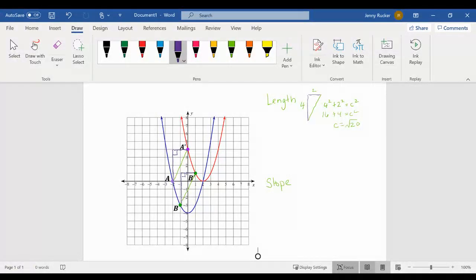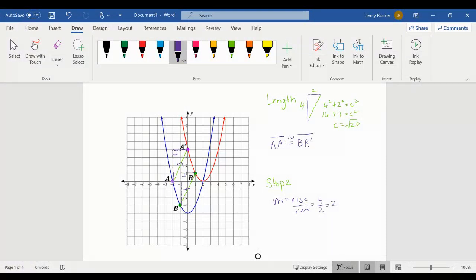So the length of A A prime and B B prime are the same. They're congruent. And as we discussed, we would rise 4, run 2. So our slope is 4 over 2, or 2. And that's the same for both of these segments. So those segments are parallel.